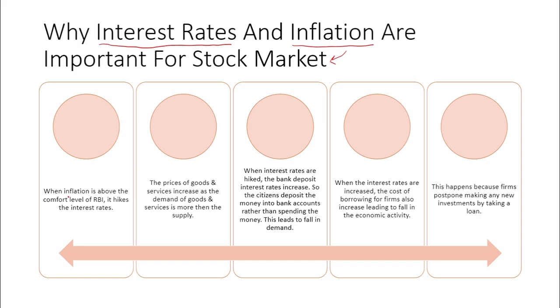So as we know, whenever the inflation is above the comfort level of Reserve Bank of India, whenever the inflation rate is more than the target rate of inflation, which is determined by the Reserve Bank of India, what the RBI does is it hikes the interest rate. It will increase the interest rate. And how will it increase the interest rate? It will increase the bank rate.